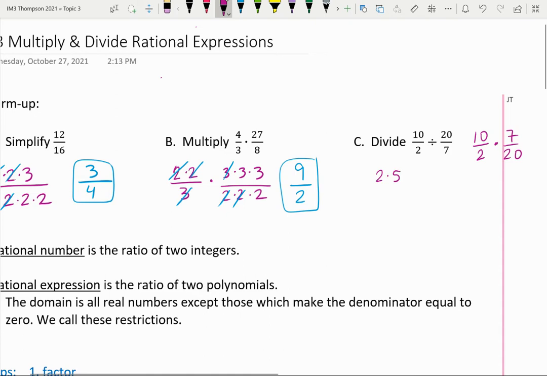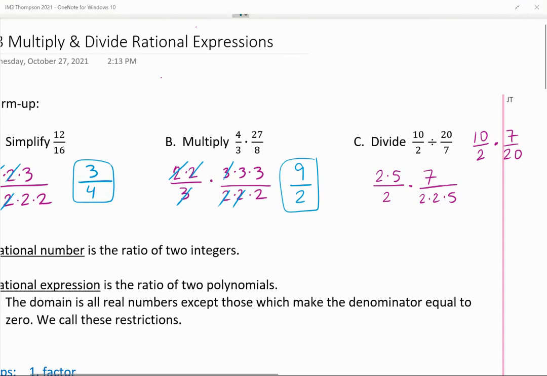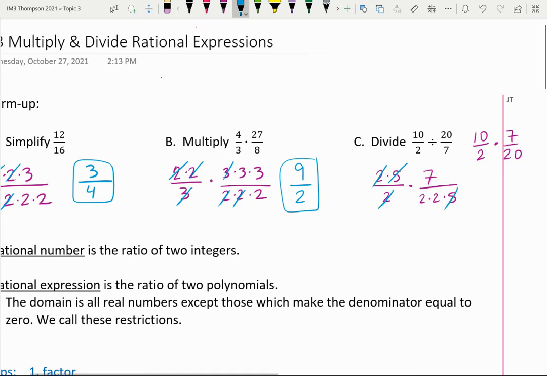I can break 10 down into 2 times 5. 2 is prime. 7 is prime. And I can break 20 into 2 times 2 times 5. Now that I have multiplication, I can simplify up and down or diagonally. So one pair of 2s will cancel. The 5s will cancel, and that's going to leave me with a 7 on top and 2 times 2, which is 4, on the denominator.